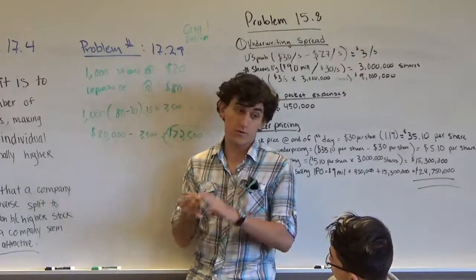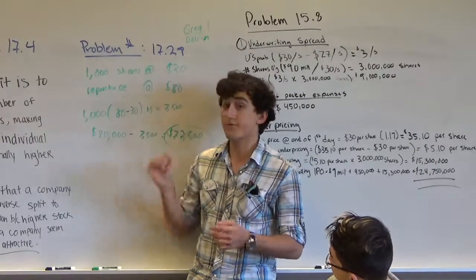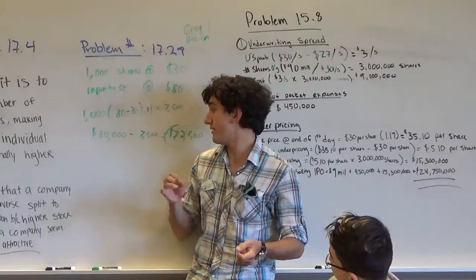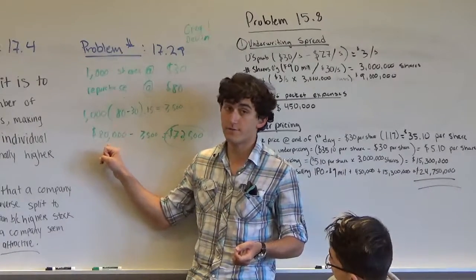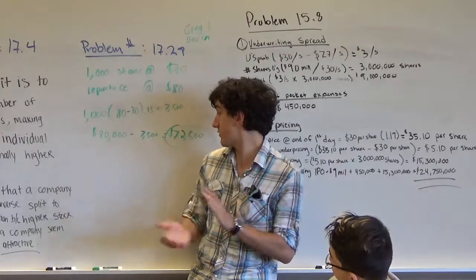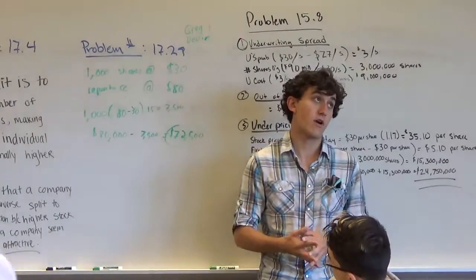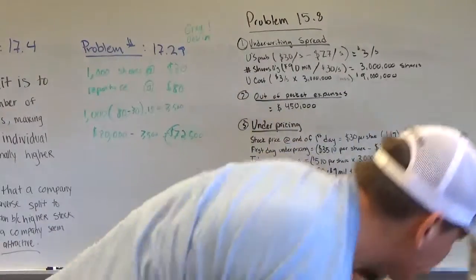So if you have a loss, you won't have to pay any taxes on it. So you get $7,500 in taxes, and then you subtract that from the $80,000 you get from selling back 1,000 shares at $80, and you get $72,500 total, I guess, profit.